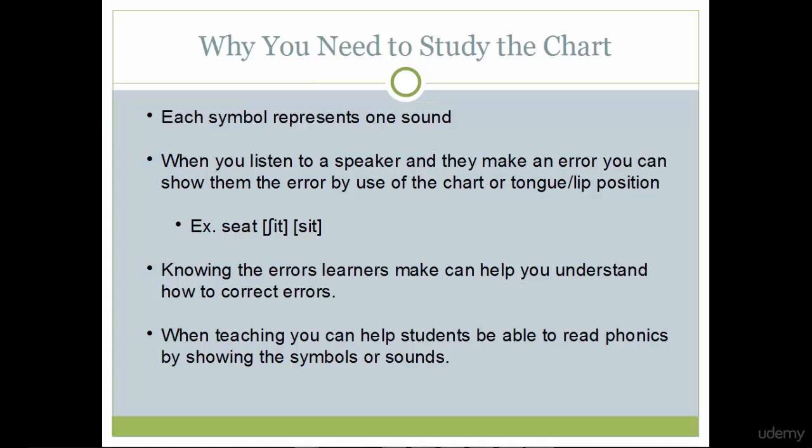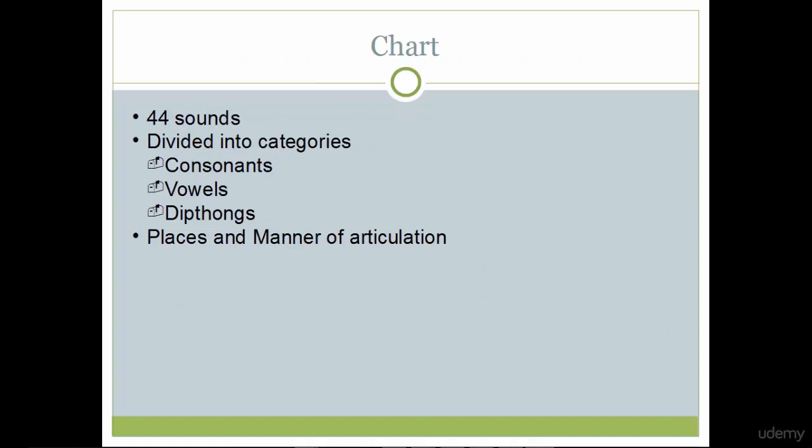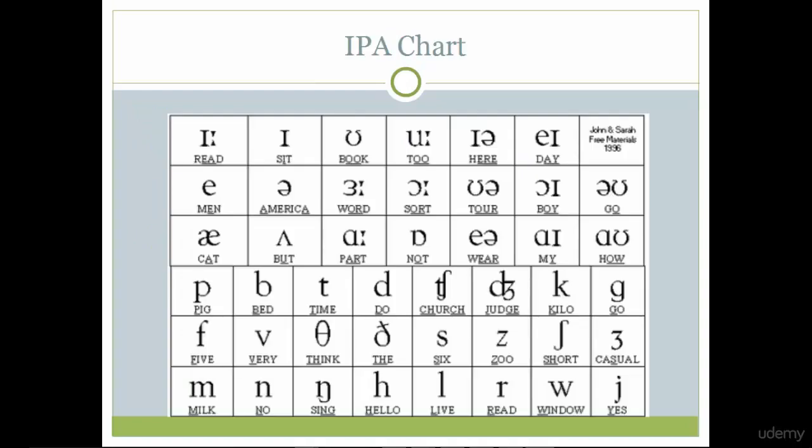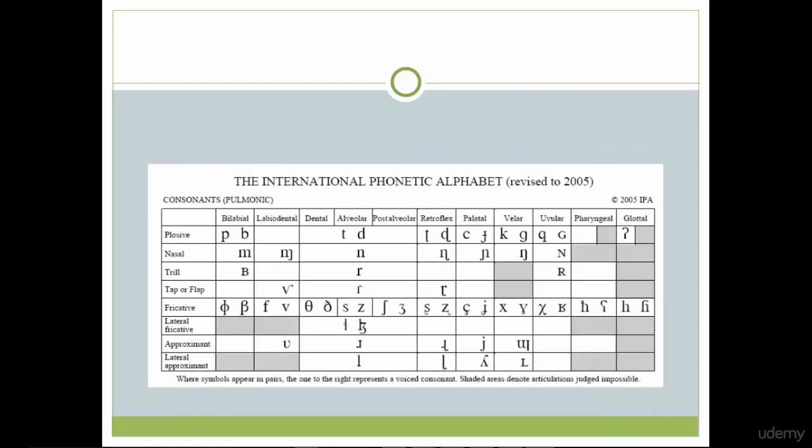In this example, I put down the word seat. If you notice, the first one says sheet, while the second group of letters says seat. They kind of look alike, but they are pronounced differently. The chart actually has 44 sounds. It's divided into three categories: consonants, vowels, and diphthongs. You need to know the places and manner of articulation of each sound. This is the chart that you will need in order to teach or take a Praxis test on this. There's another one, which shows you the actual places of articulation and the manner of articulation for each particular sound.